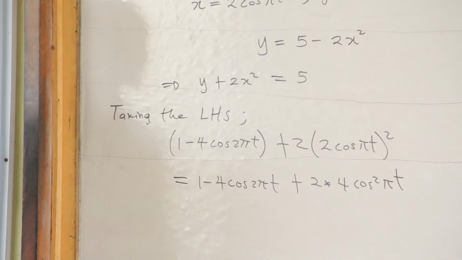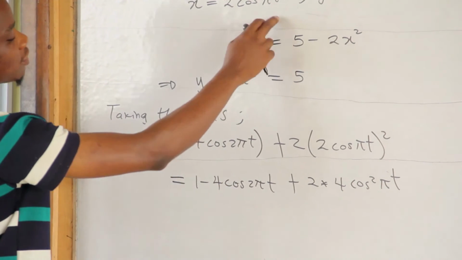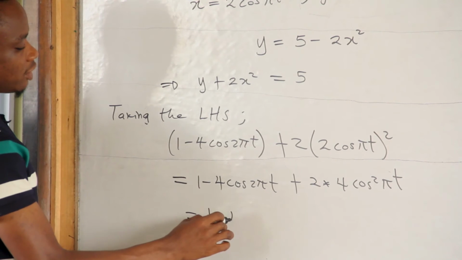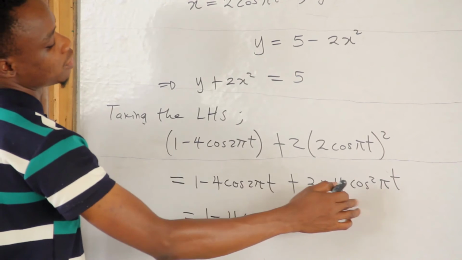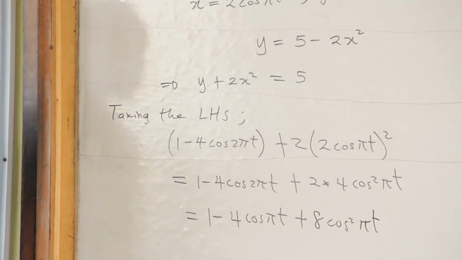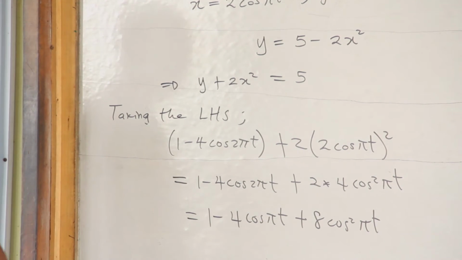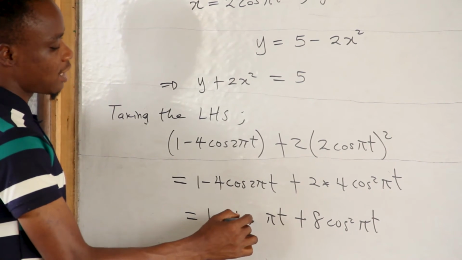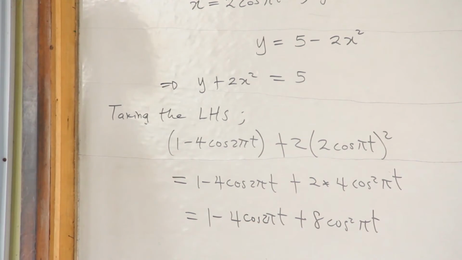Is it clear? So we can simplify this, and that's going to be 1 minus 4 cos 2 pi t plus, this is going to be what? 8 cos squared pi t. So we have them in a form that we can put together. I can simplify the one that has cos 2 pi t so that it's just in the form of pi t. Is it making sense?